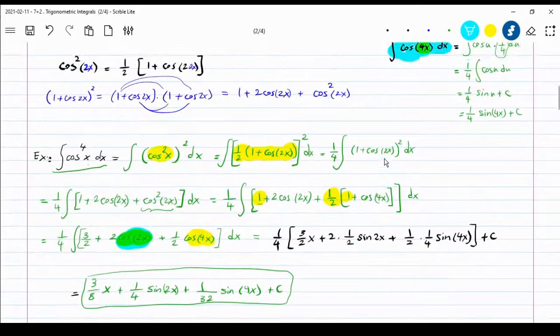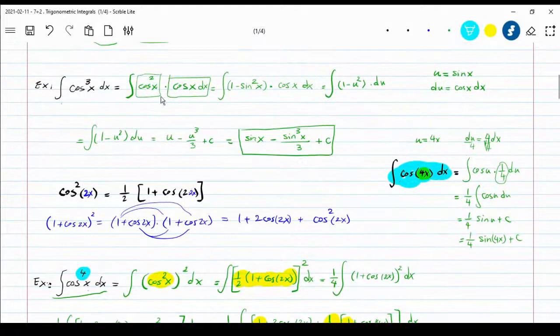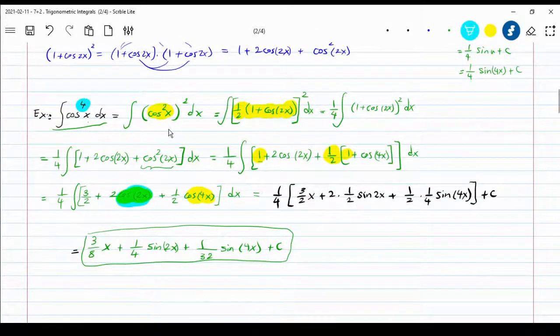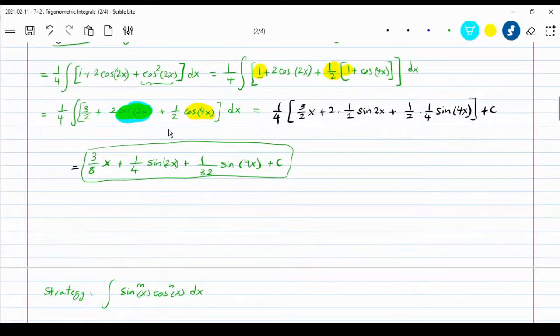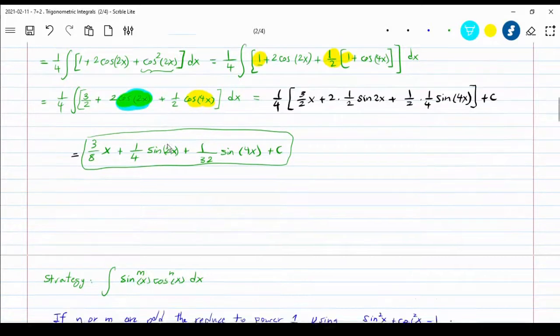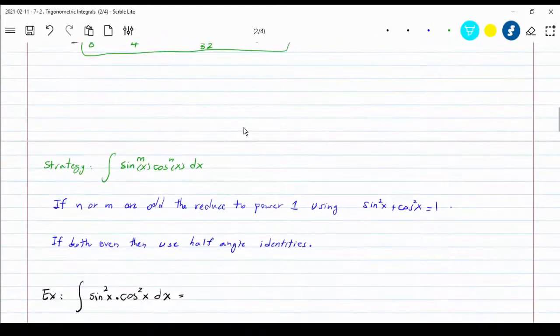Okay, so this is in case you have even powers and there is no odd power involved. If there is odd power, you can use the Pythagorean identity. So generally, this is the strategy that we deal with. If you have products of sine and cosine, where the angles are equal, they both have x, 2x, 3x, whatever that angle is inside, you look at the powers. So we focus on the powers, m and n.